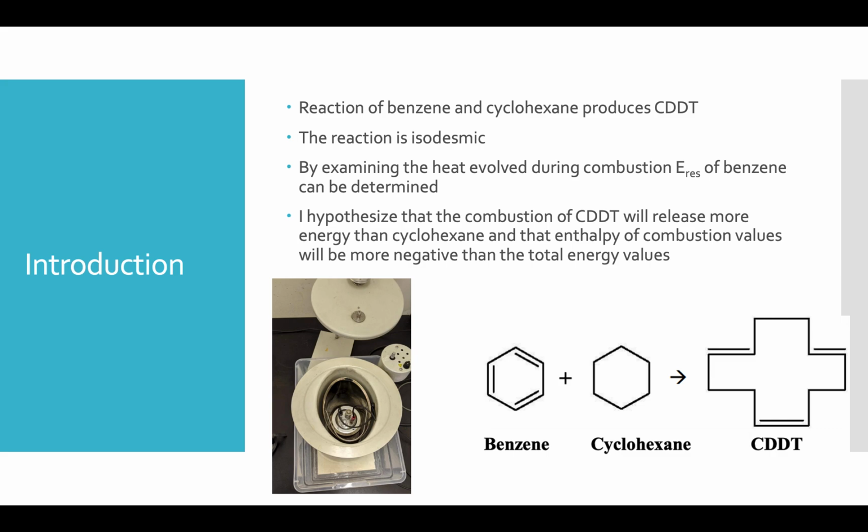The reaction of benzene and cyclohexane produces a molecule called CDDT. This reaction is isodesmic, meaning that the number and types of bonds stay the same from the products to the reactants. This reaction scheme can be seen at the bottom of the slide and is crucial to understanding the theory behind the experiment. Using the calorimeter seen on the bottom left of the screen, the heat evolved during the combustion of cyclohexane and CDDT can be used to determine the resonance energy of a benzene molecule.